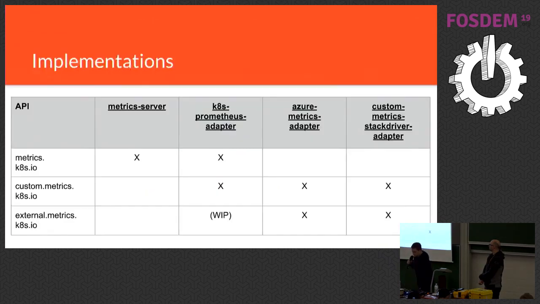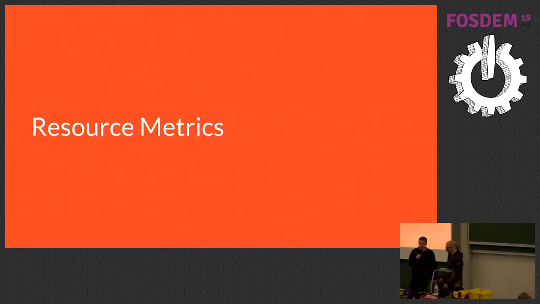Yep. So there are example implementations for the metrics APIs. Something that is often shipped with Kubernetes by default is the metrics server, and this has only the resource metrics, CPU and memory, implemented. We are going to take a deeper look into the Prometheus adapter. As you can see, external metrics are a work in progress, but it also has the custom metrics already. So going into detail now.